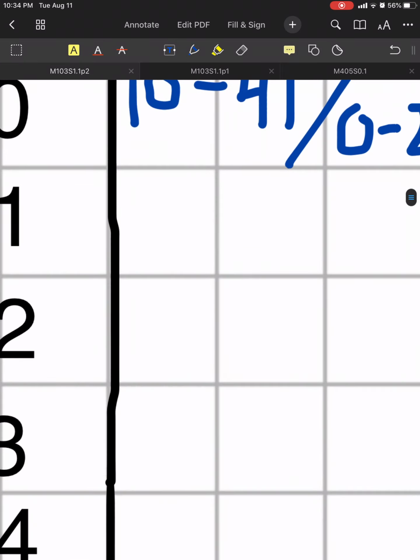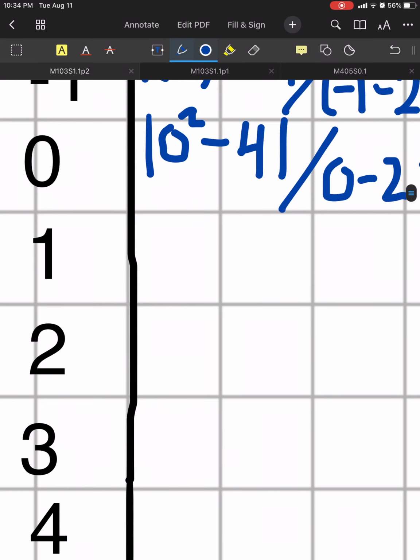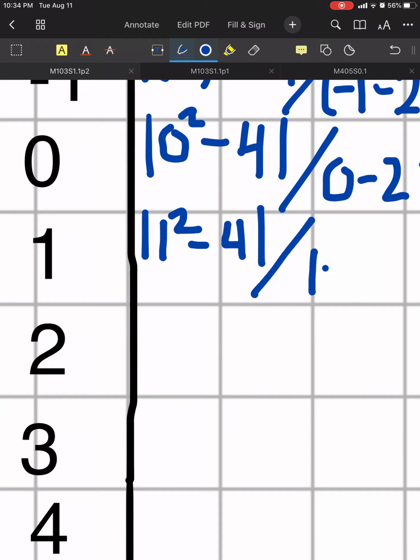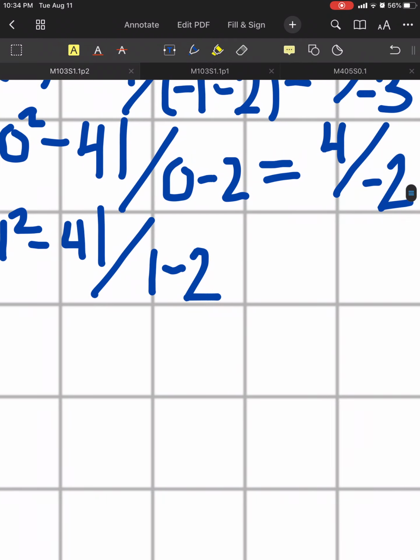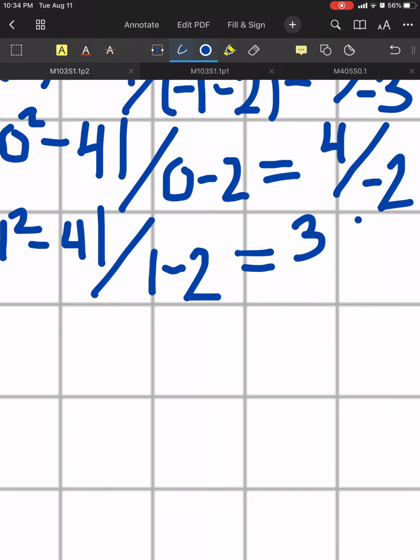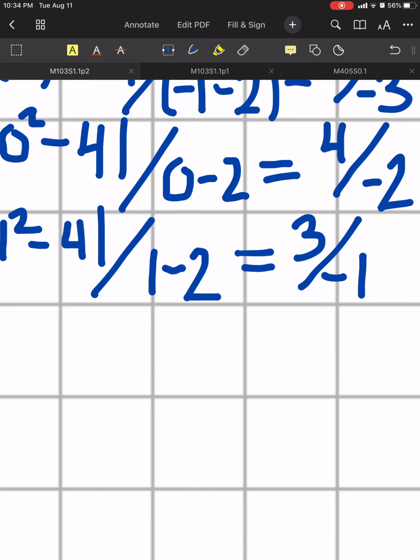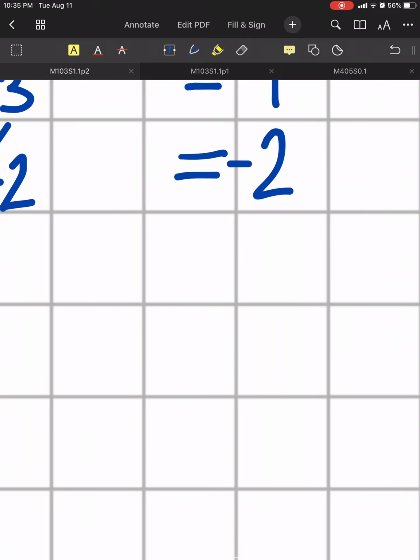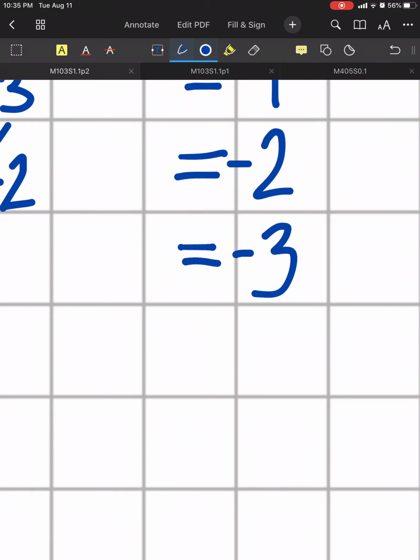The next one is 1. If I do that one, I'm going to get 1 squared minus 4 divided by 1 minus 2. 1 minus 4 is negative 3. Absolute value of that is 3. 1 minus 2 is negative 1. So this one should give me, if I work it all out, negative 3. Okay, so those ones are done.